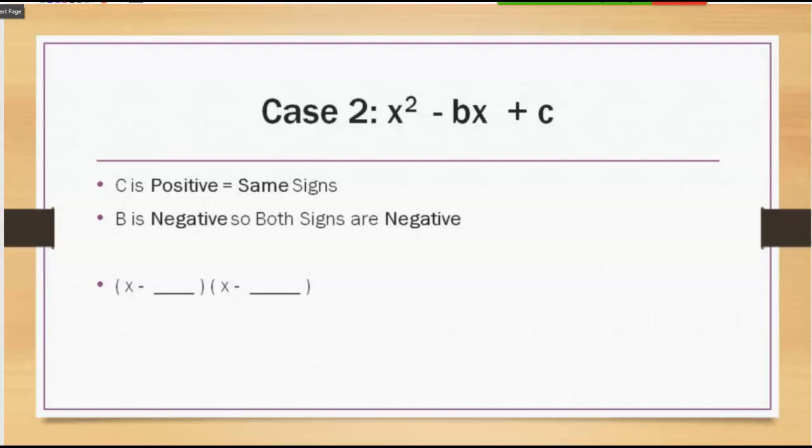Case number 2, now we are looking at the case in which the middle term is negative. If my middle term is negative and my last term is positive, then both of my factors are negative.